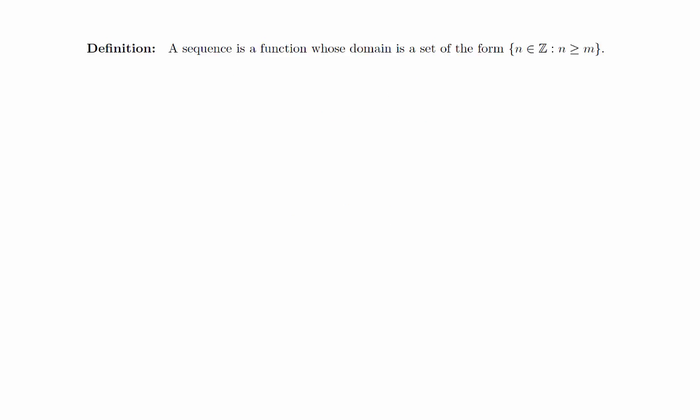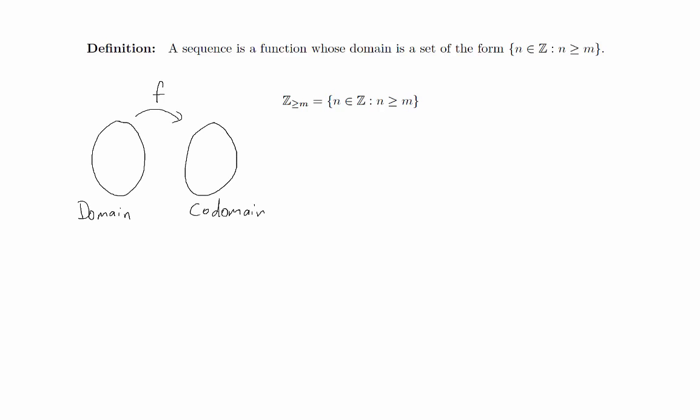Definition: a sequence is a function whose domain is a set of the form {n an integer : n ≥ m}. This seems a bit strange at first, but for some sequences it makes sense to start at places other than 1. We will use a special notation to denote the set of integers that are greater than or equal to m. Recall that a function is just some rule for associating elements of one set with elements of another. Since this is a course in real analysis, the codomain is going to be the set of real numbers.